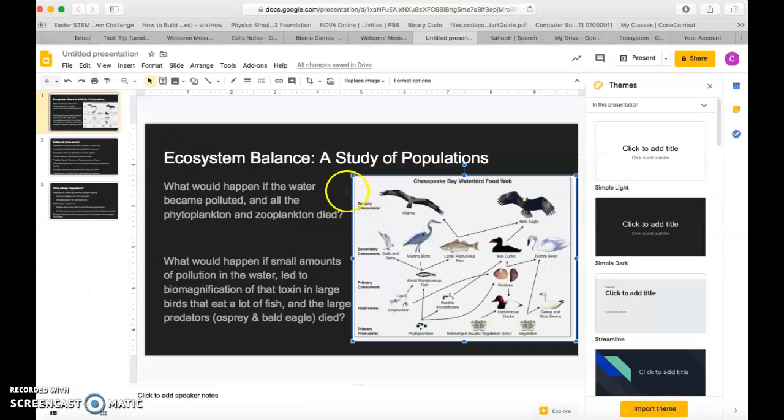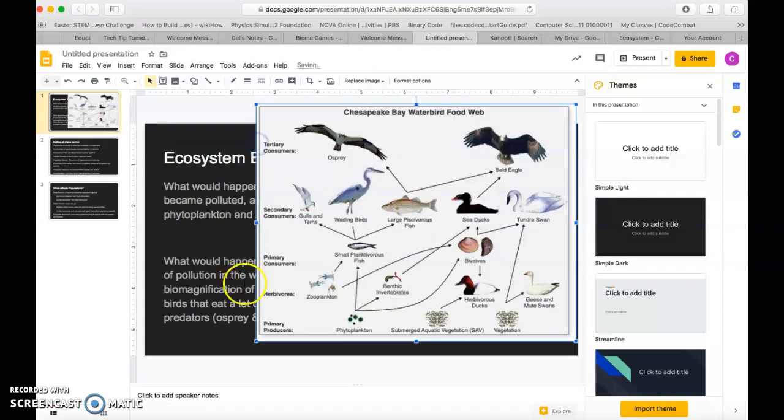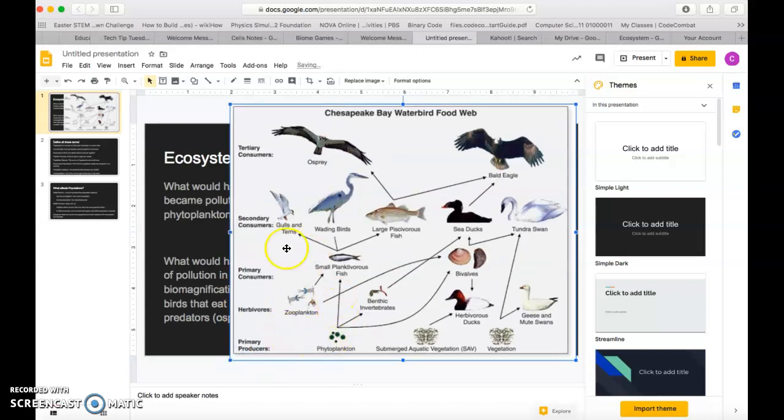But also, I'm going to be attaching these to your page as well, and it says ecosystem balance, a study of populations. So if you look a little bit with me at this web, I ask what would happen if the water became polluted and all those phytoplankton and zooplankton died. Now, thinking beyond "the ecosystem would collapse," because that's what all our videos tell us, I want you to think sequentially how this would happen.